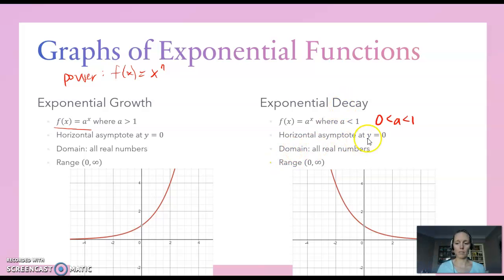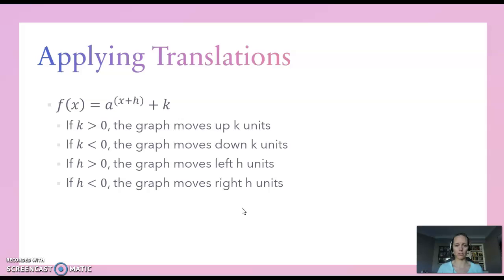It has a horizontal asymptote at y equals 0. The domain is still all real numbers. You can plug anything in here, but the range is from 0 to infinity. So it has that horizontal asymptote that stops it. The horizontal asymptote does apply to the range. So those are connected. Whatever your horizontal asymptote is, that's where your range is going to start. So that's important to know about the graphs of exponential functions.